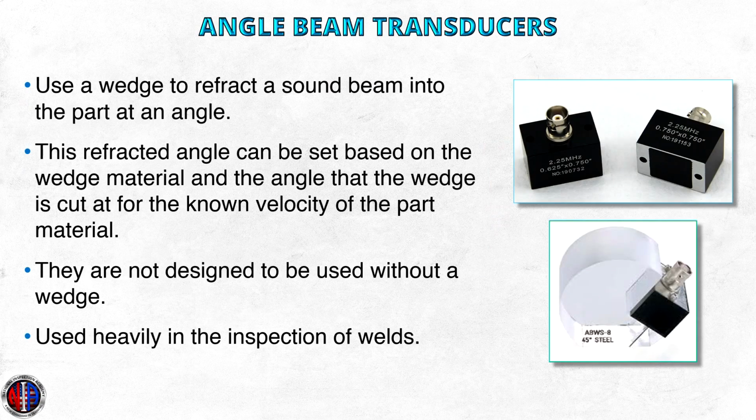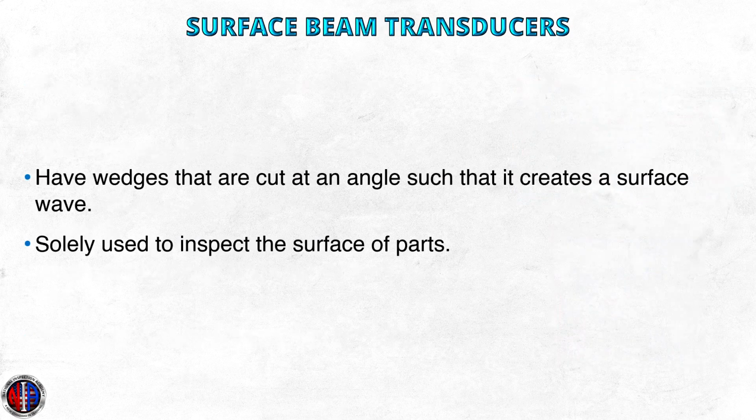Angle beam transducers. Angle beam transducers use a wedge to refract a sound beam into the part at an angle. This refracted angle can be set based on the wedge material and the angle that the wedge is cut at for the known velocity of the part material. They are not designed to be used without a wedge. They're used heavily in the inspection of welds. Surface beam transducers. Surface beam transducers have wedges that are cut at an angle such that it creates a surface wave. They are solely used to inspect the surface of parts.